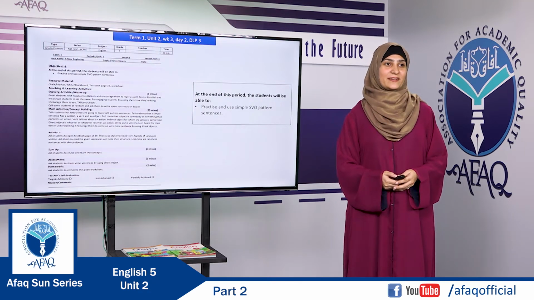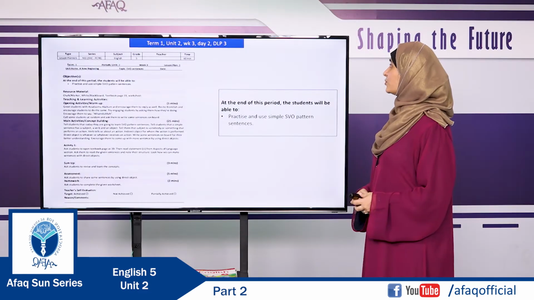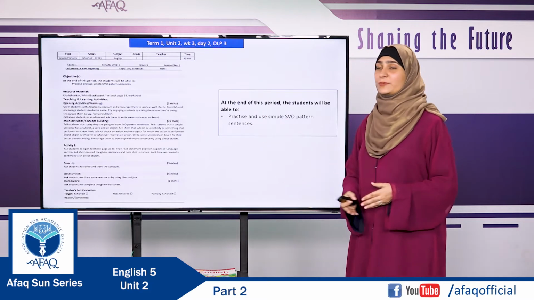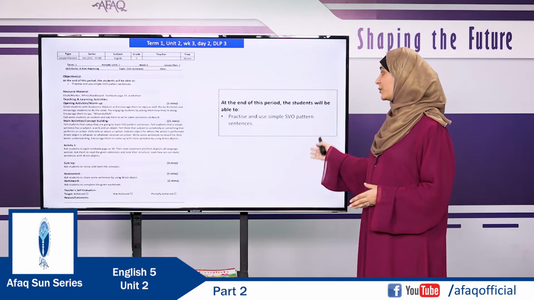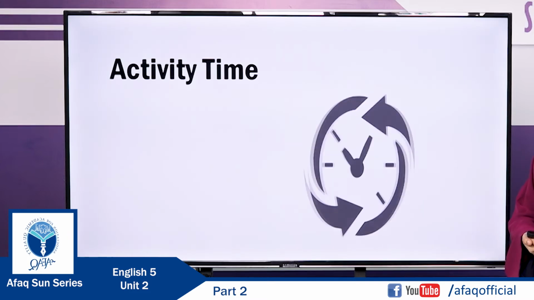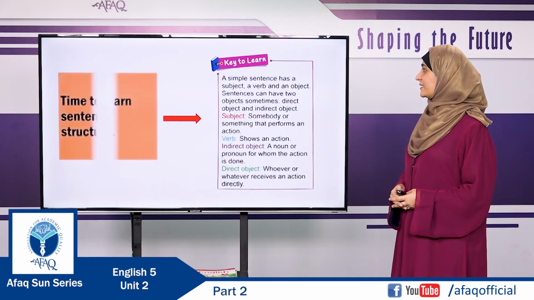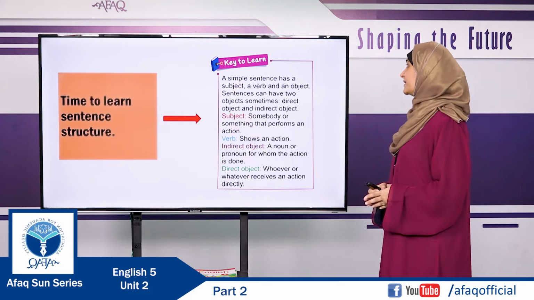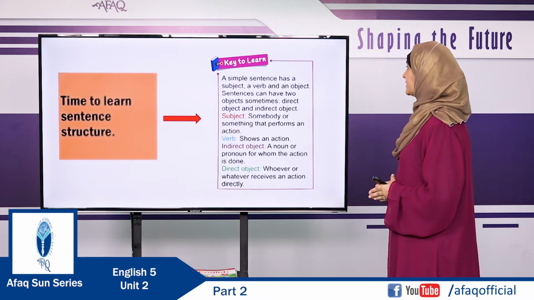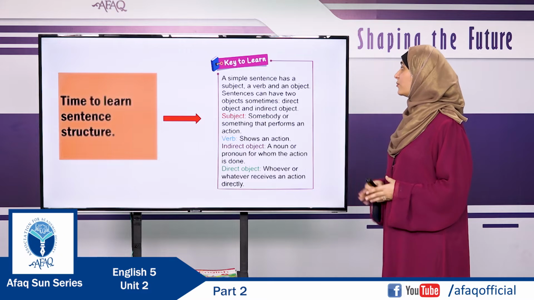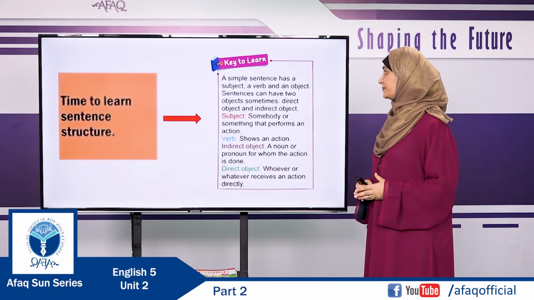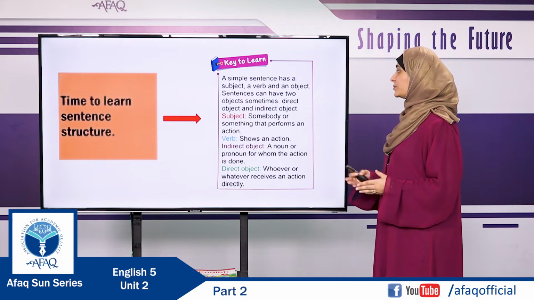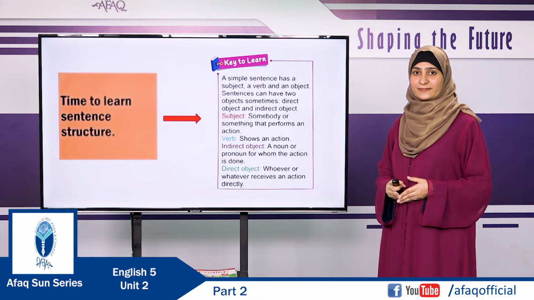Dear teachers and parents, now let's move forward to our term 1 unit 2 week 3 day 2 lesson. The DAP 3 is given that will help you to obtain the following learning objective. Let's start today's activity. Dear students, now it's time to learn the sentence structure. What is a simple sentence? A simple sentence has a subject, a verb and an object. A sentence can sometimes have two objects, a direct object and an indirect object.